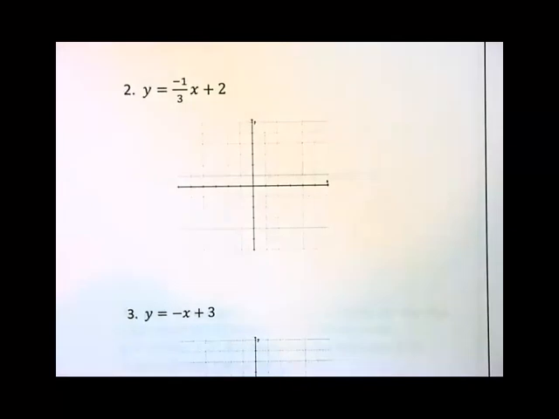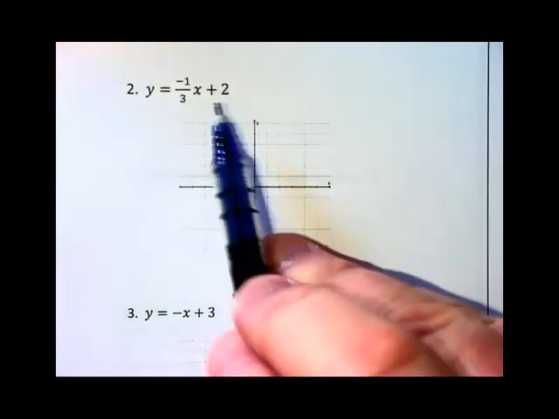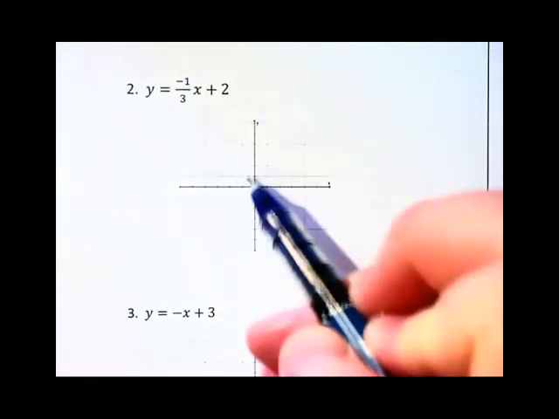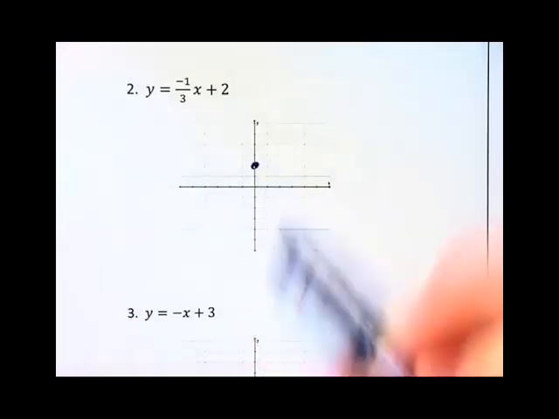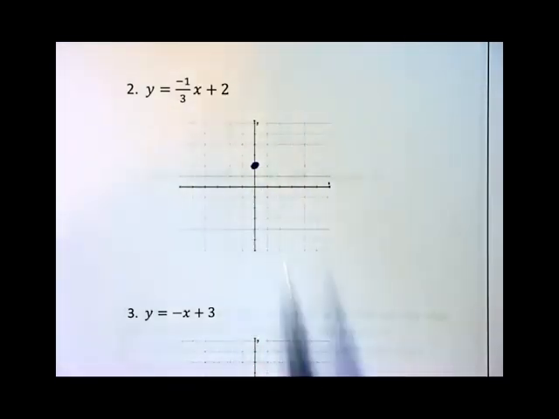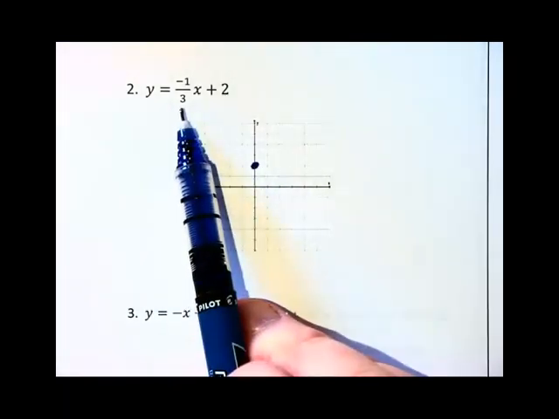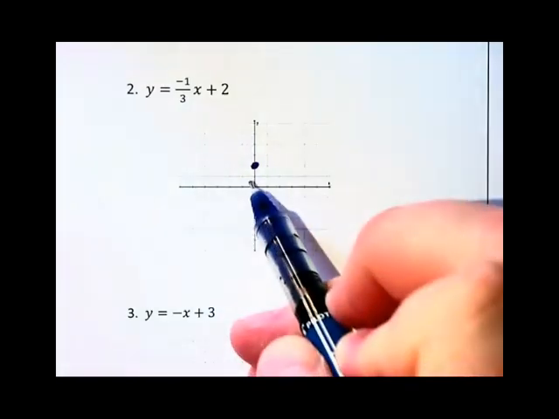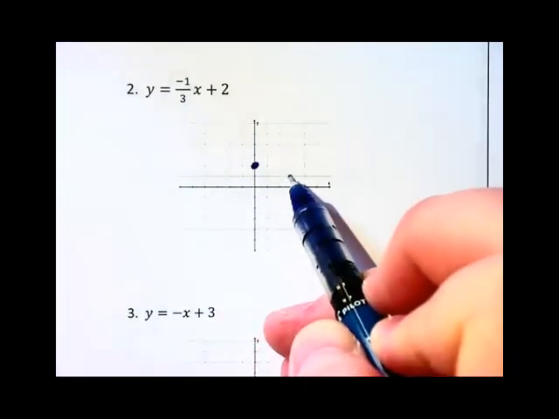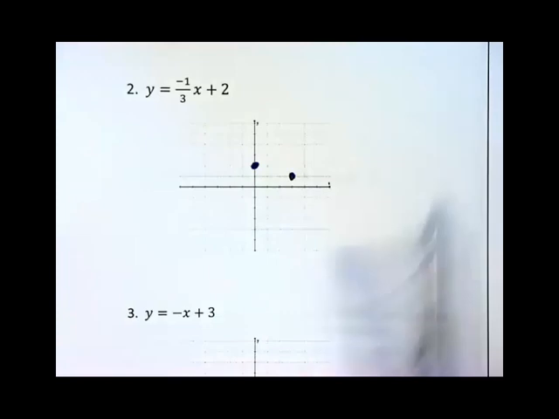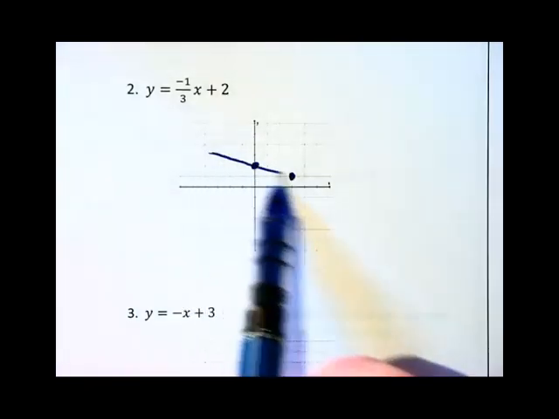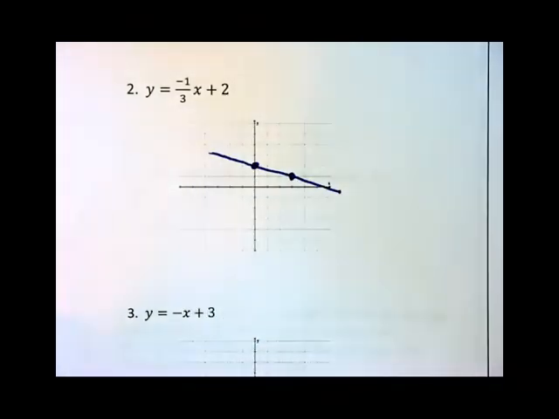Let's move on to the second problem. We notice that there is a y-intercept of +2. That tells us 2 units above the origin we can plot our first point. We then see a slope of -1/3, which tells us to go down 1 and over 3 to the right. There's our second point, and through them we can draw our line.